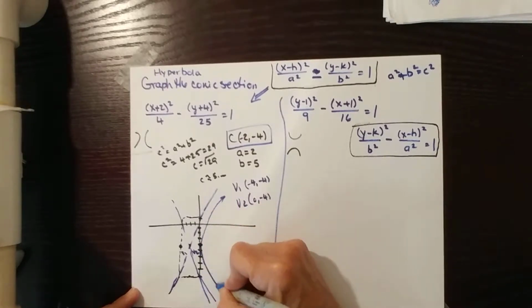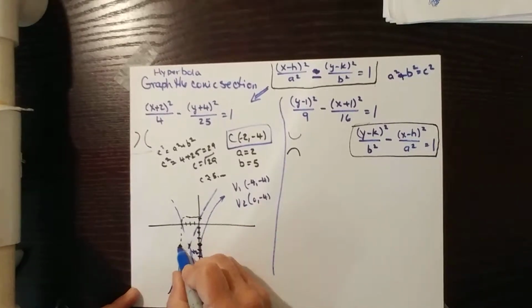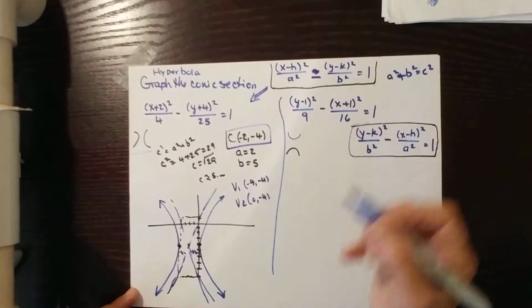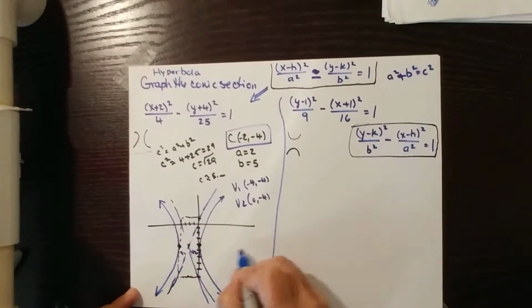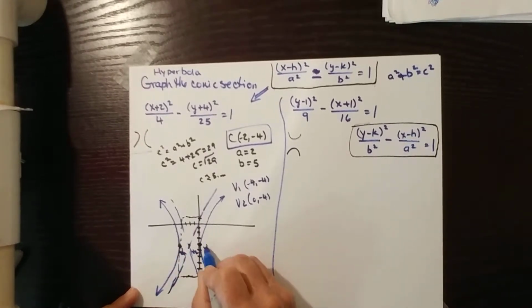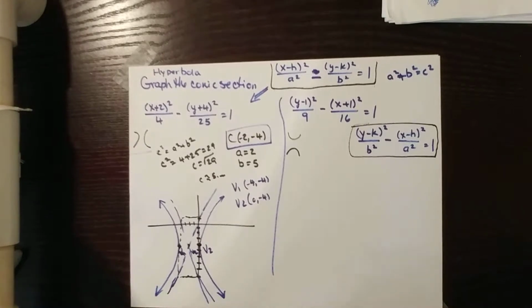They're not part of the graph, but they help shape the graph. What I'm drawing now is the hyperbola itself. It will look like that. All right, so this one is V1. This is V2. Now the foci are always enclosed by the graph, and they're in line with the vertices.